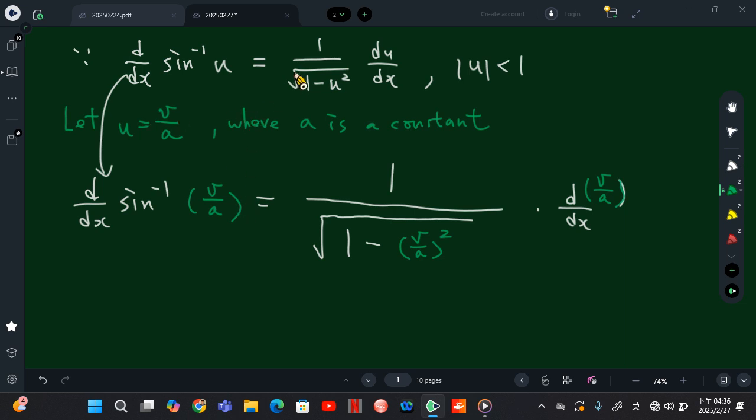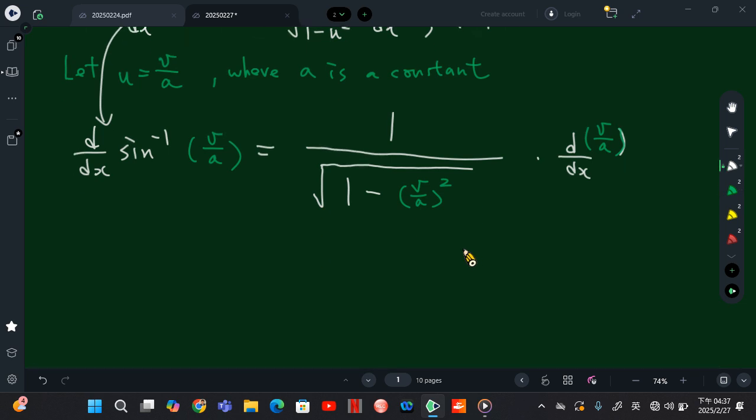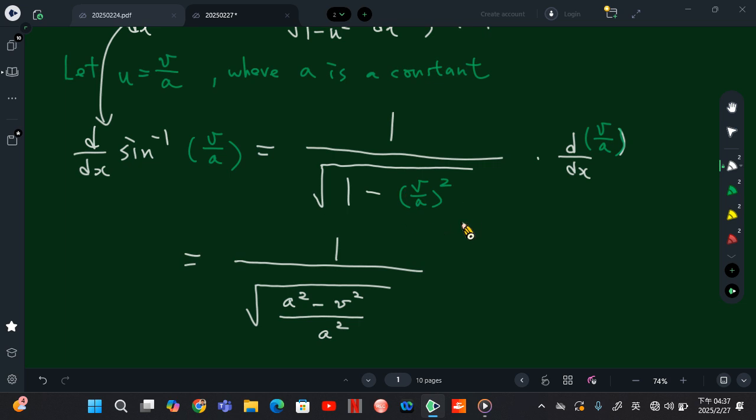Okay, so I just simply replace u with the form of v over a. So you can see we will not see any u in the new expression. Okay, and then we can continue to do that. It will be 1 over the square root of a squared minus v squared over a squared, right? Here I can convert it into this one. Then here, because u is a differentiable function of x, we still can keep dv over dx here, but we just move the constant 1 over a out of this expression.